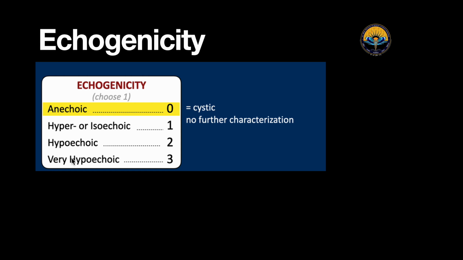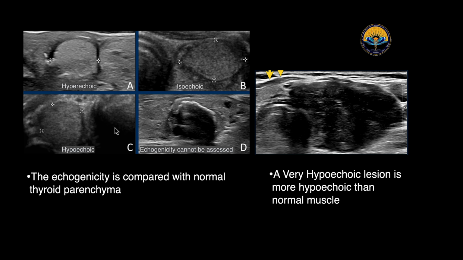However, if it's a hyper or isoechoic nodule, or a hypoechoic nodule, first we should know that these are compared with the surrounding thyroid tissue. If the nodule is hyper or isoechoic as compared to surrounding thyroid tissue, then we give it a score of 1. If it's hypoechoic as compared to surrounding thyroid tissue, then we give it a score of 2. And if it's very hypoechoic, meaning it's more hypoechoic than the surrounding thyroid muscles also, then we give it a score of 3 points.